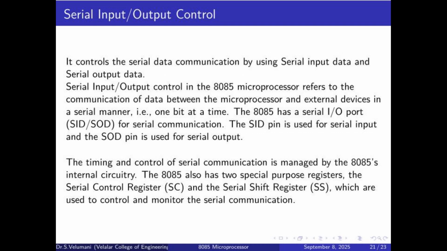The timing and control of serial communication is managed by the 8085's internal circuitry. The 8085 also has two special purpose registers, the serial control register and the serial shift register. The serial control register is called SC and the serial shift register is called SS, which are used to control and monitor the serial communication.